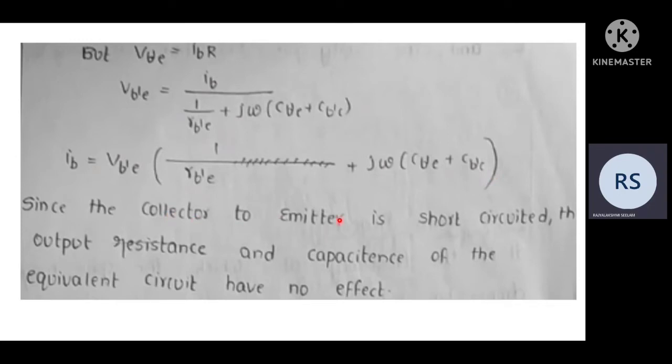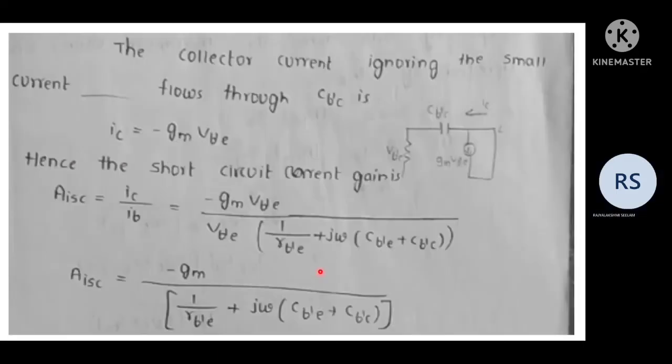Since the collector to emitter is short circuited, the output resistance and the capacitance of the equivalent circuit have no effect. The collector current, ignoring the small current which flows through CB'C, is given as IC equals minus gm VB'E. Hence the short circuit current gain AISC equals IC by IB. If we substitute IC and IB, we obtain minus gm VB'E by VB'E into (1 by RB'E plus j omega (CB'E plus CB'C)).